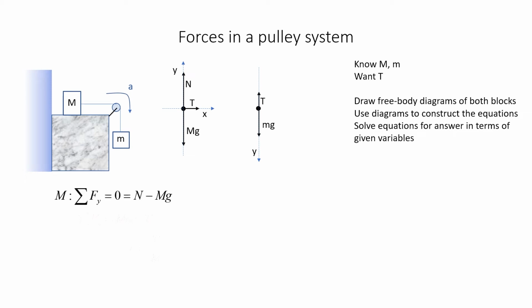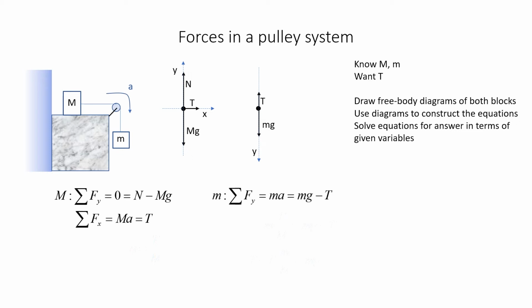We'll take our net force equation directly from our diagram. For the large mass on the table, the net force in the y direction equals 0, because it's not accelerating upward or downward. And the forces are the normal force pointing upward minus mg pointing downward. For the x equation, we have the sum of forces equals Ma, because it is accelerating, and the only force there is T, as it's in the positive x direction.